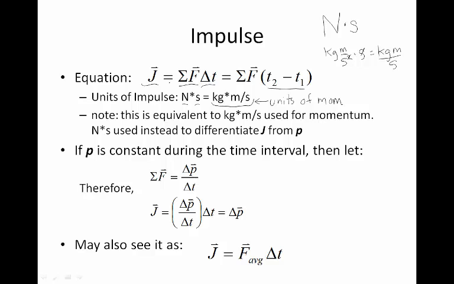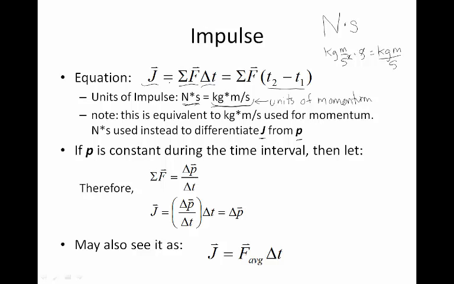But to keep the concepts separate, because impulse isn't momentum, I want you to write impulse with units of newtons times seconds, and I want you to write momentum with units of kilograms times meters per second. The only reason the book does this is to differentiate impulse from momentum. So if you're given a value, you can see the units and know that they're talking about impulse versus momentum.